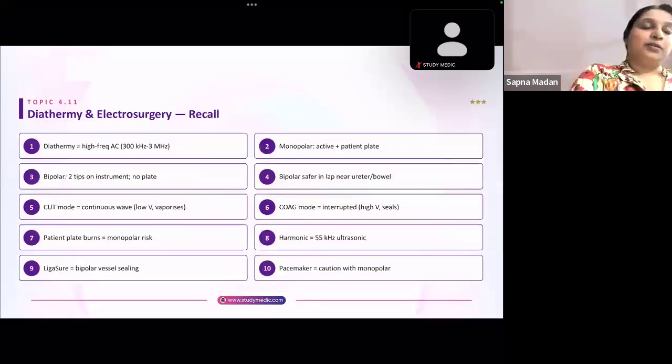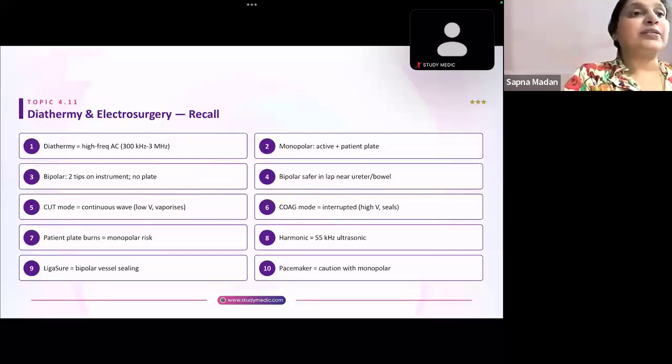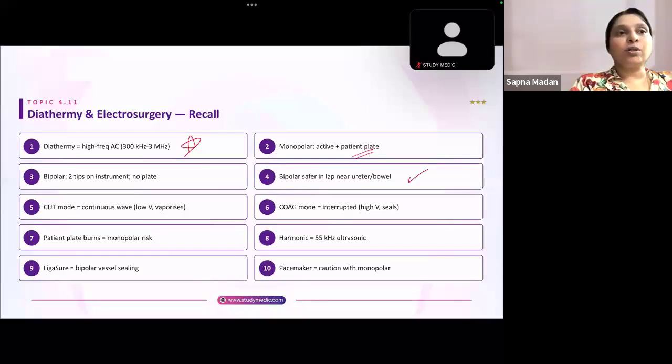So, slight recall, diathermy is a high frequency alternating current. Frequency is very important, 300 kilohertz to 3 megahertz. Monopolar has an active electrode and a return plate or the patient plate. Bipolar has two tips on the instrument, so both the poles are there. There is no plate, only a short distance the current has to travel. Bipolar is safer near critical structures like the ureter and the bowels.